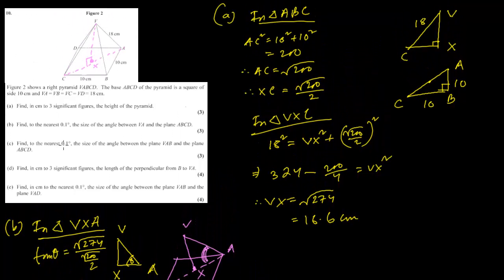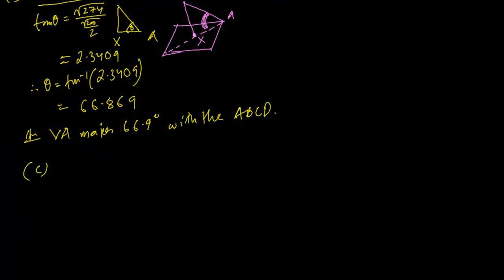Question number C, find to this another angle, the size of the angle between the plane VAB. So now this time it has to be the plane VAB and the ground. Okay, so if I take this all over again, this ABCD, and the plane VAB is this. This is V, this is A, this is B. So the angle is going to be, you take one here through the middle, and you take here, and this is the angle this time. This is the rule for angle between plane and plane.